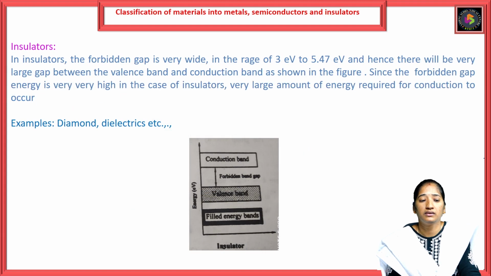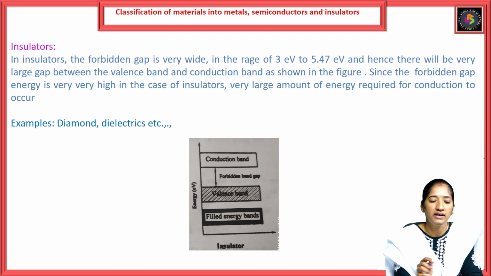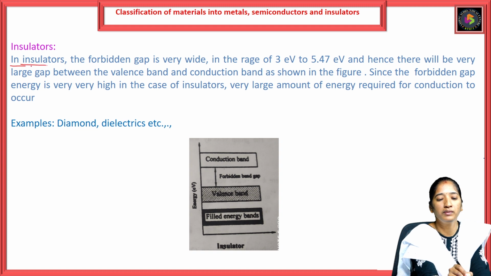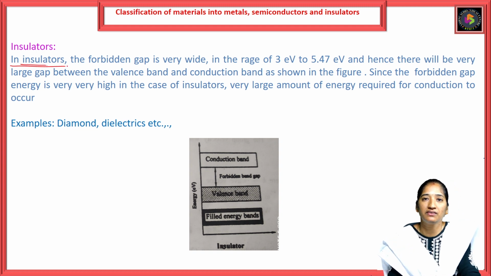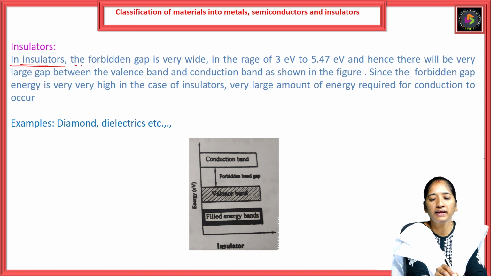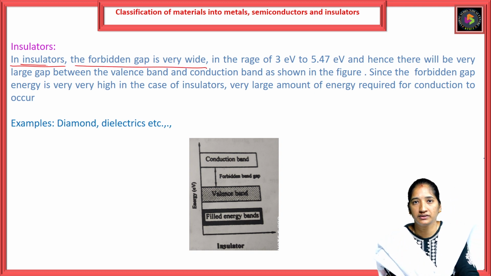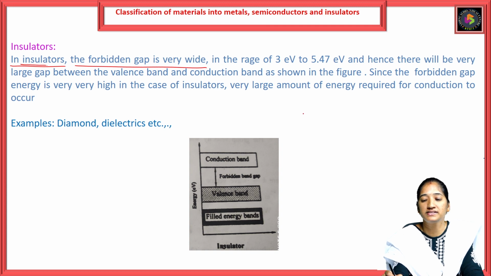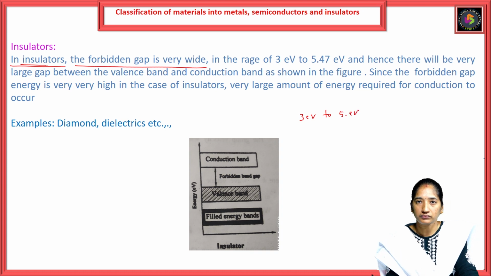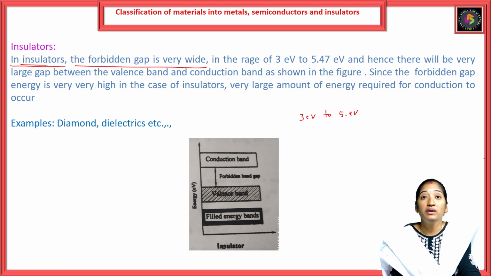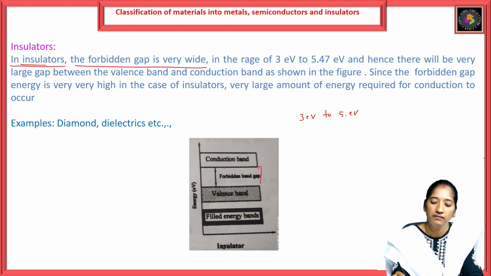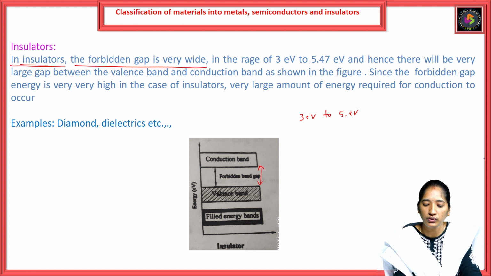Coming to the insulator. So, what is an insulator? When we talk about the insulator based on the forbidden band gap, the forbidden band gap is very wide, very large, in the range of 3 electron volts to 5 electron volts. So there will be a very large gap between the valency band and the conduction band as shown in the figure.